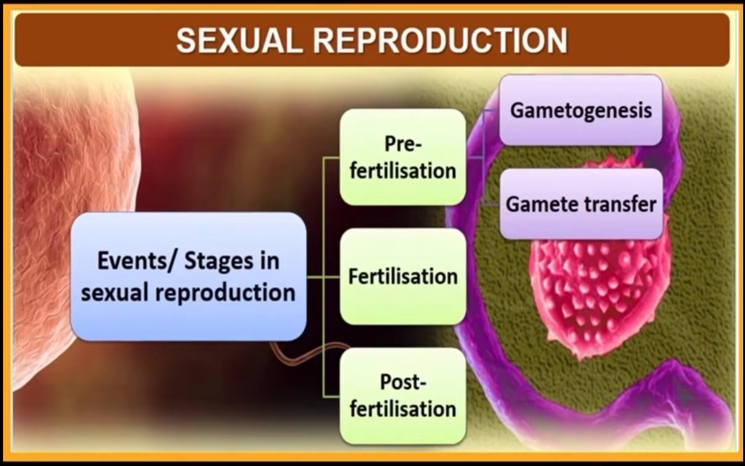There are 3 events in sexual reproduction: 1. Pre-fertilization, 2. Fertilization, and 3. Post-fertilization. Pre-fertilization is further divided into 2 parts, gametogenesis and gamete transfer. Let us study them one by one in this video.